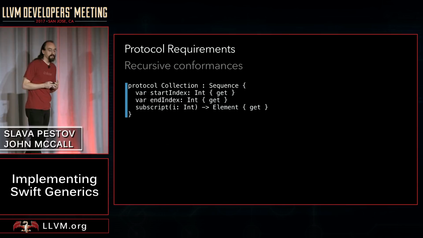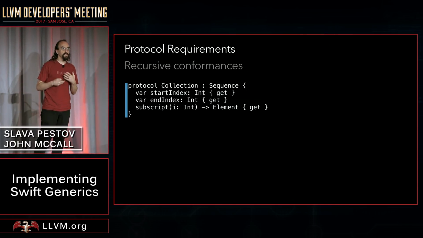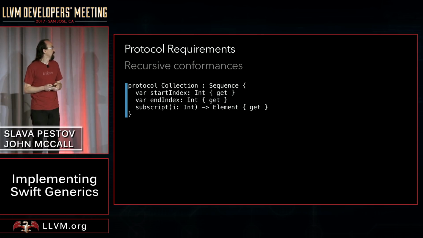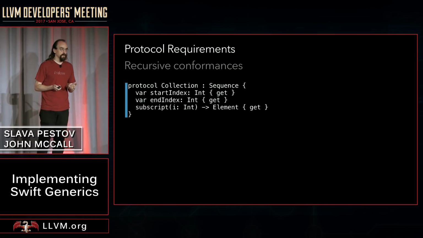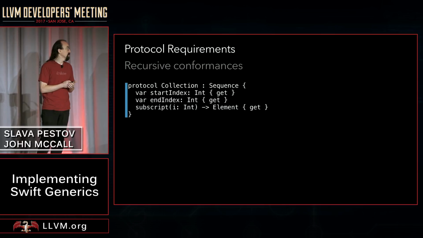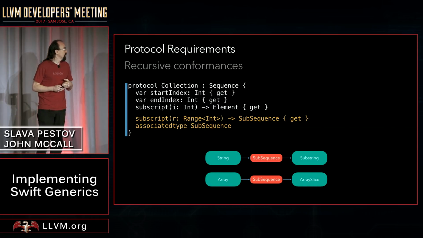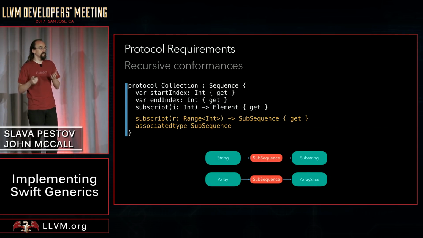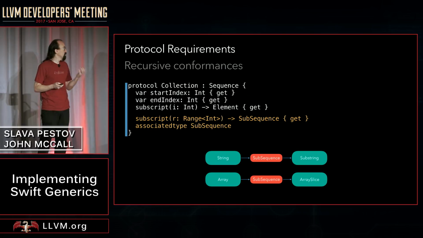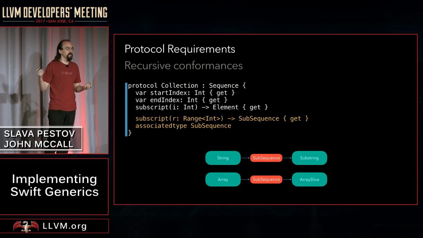The final bit of complexity that I want to talk about here is that these associated protocol constraints, these associated conformance requirements, can actually be recursive. So, for example, if I have a collection protocol, this is going to refine that sequence protocol that I just talked about. Well, the primary thing that you want to do with a collection is index into it with a subscript operator. But I also would like to be able to slice into it and, given two indices, produce a new collection. So for that, I'm going to provide another subscript operator that returns an associated type, a subsequence associated type. Examples of this would be strings and substrings, or arrays and array slices.